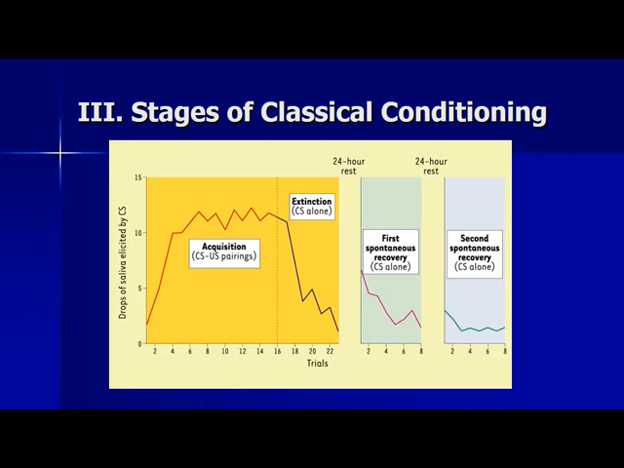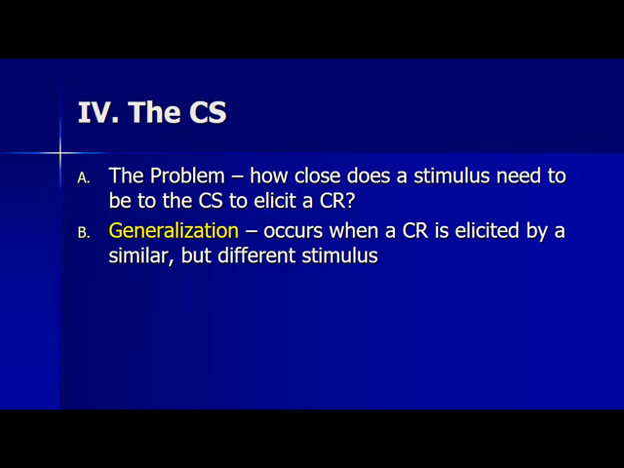So this is kind of what this looks like. We pair the conditioned stimulus and the unconditioned stimulus together. We get some nice response. And we present the conditioned stimulus by itself, and we get less responding. We come back 24 hours later. We get a little recovery. And then another 24-hour break, a little less recovery. Then eventually we get nothing at all. This is a very basic introduction to this kind of classical conditioning.